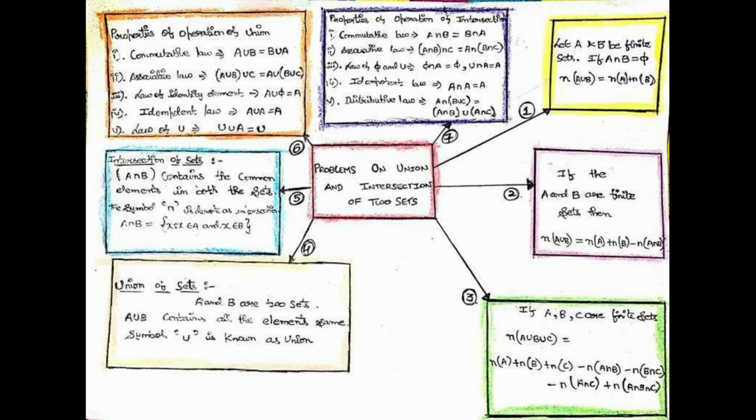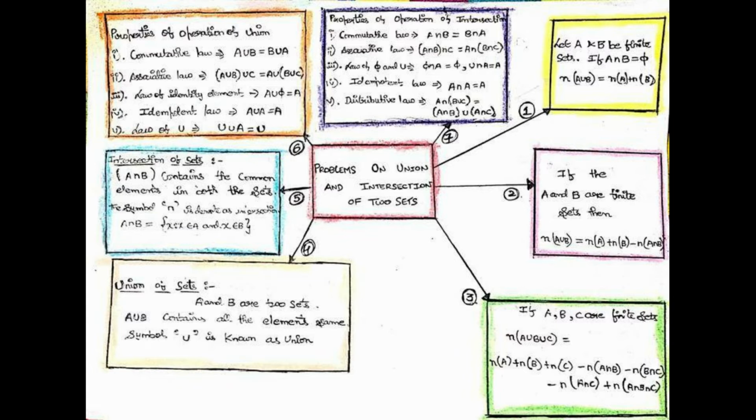let A and B be finite sets, and if n of A intersection B equals phi, then n of A union B equals n of A plus n of B. Second, if A and B are finite sets, then n of A union B equals n of A plus n of B minus n of A intersection B.